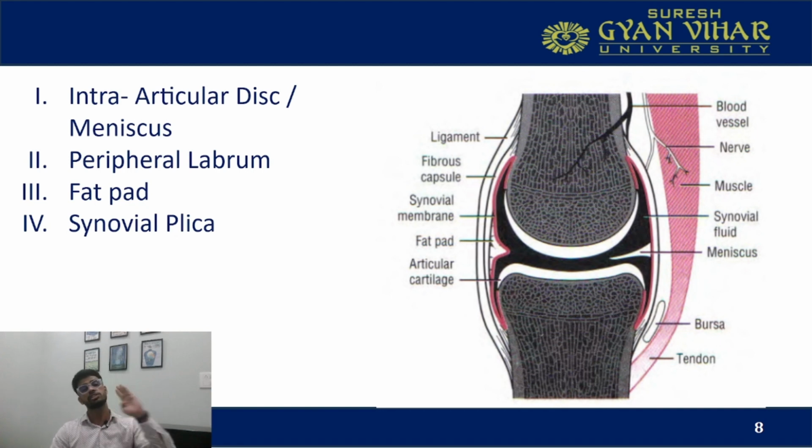Apart from those 7 elements, these 4 elements are also seen in the synovial joints in some special joints. As you can see, the fat pad is present in the knee joint, the labrum you can see in the glenoid cavity, the intra-articular disc or meniscus is present in the temporomandibular joint or knee joint, and the synovial plica is also present in the knee joint. So these are the structures which are not present in every synovial joint but are present in some special types.